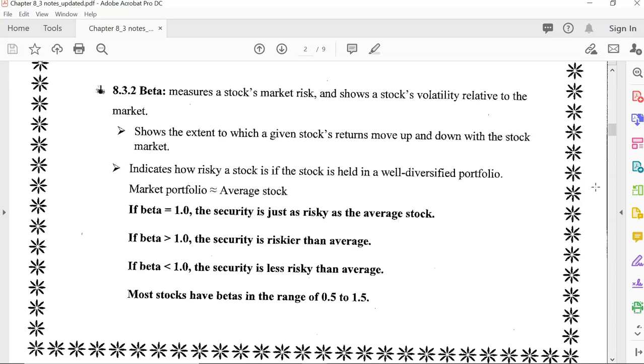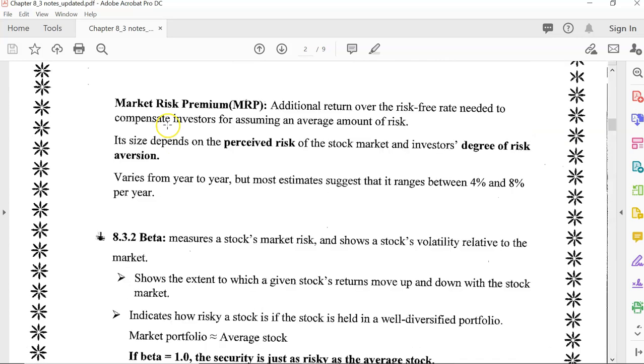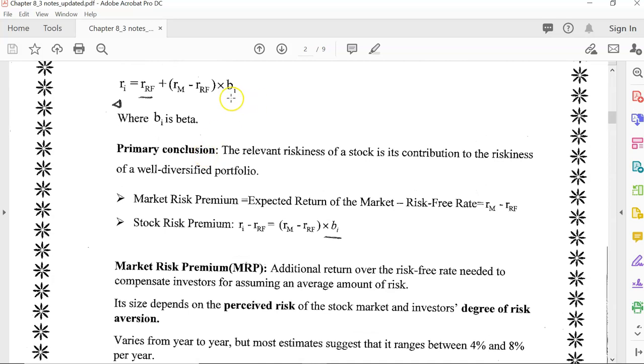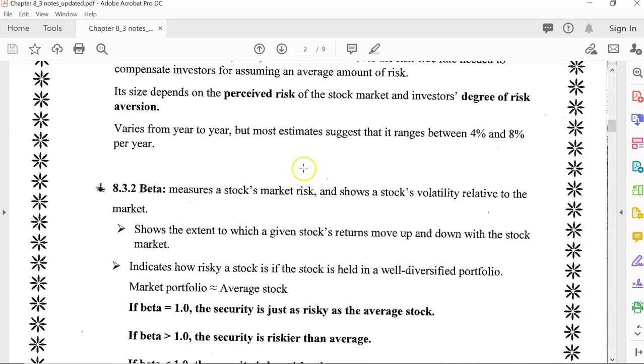Okay, so beta measures a stock's market risk and shows a stock's volatility relative to the market. Again, we talked in the first video, or the video before this video, that beta is how much the stock contributes to the market risk. So that's why we used market risk premium multiplied by beta. So we have stock risk premium. Okay, that's why we say beta measures a stock's market risk, or how much the stock contributes to the market risk.